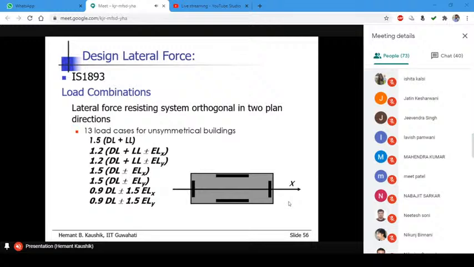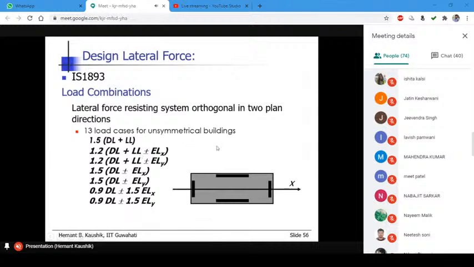Load combinations: you have to consider all the load combinations given in the code. There are 13 load combinations for unsymmetric buildings, considering dead load, live load, and earthquake loads. Now remember, in the load case dead load plus live load, you cannot reduce the live load, because there is no consideration of earthquake load here. But when you consider a load case in which the earthquake load is there, you can reduce the live load to 30% or 50%, if you remember that table. So wherever you have earthquake load along with the live load, you can reduce the live load.